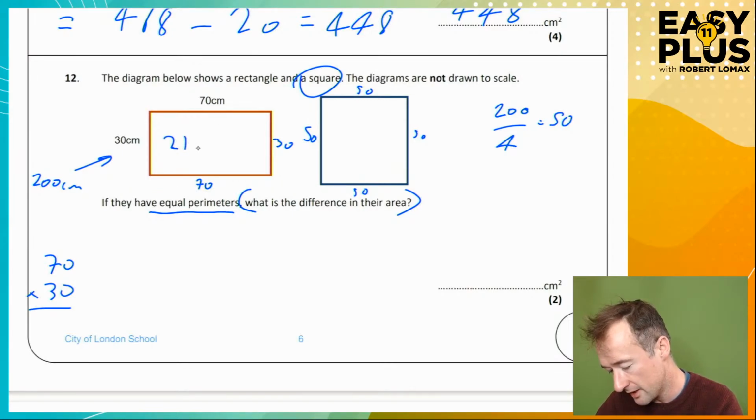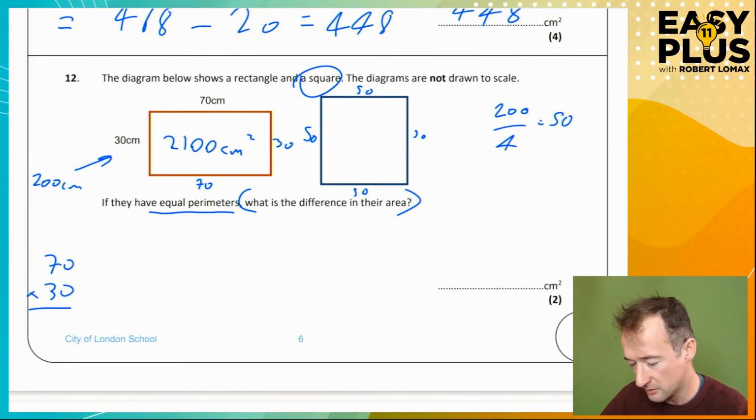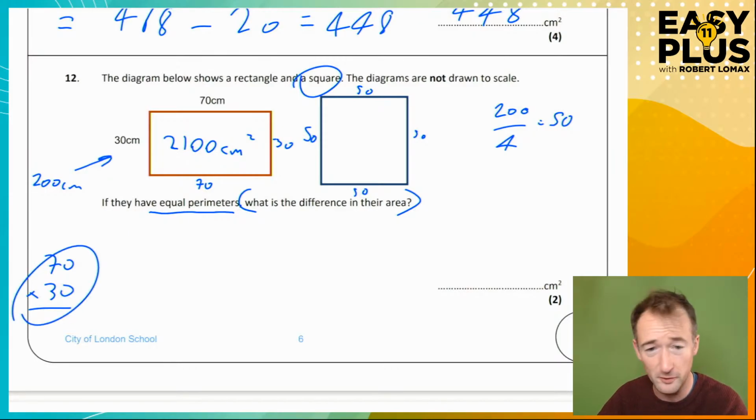21, and then the 0 from the 70 and the 0 from the 30, 2100 centimeters squared. If you're not sure about that, it's fine to do it like this, but the mental approach is fine because it is fairly straightforward, if I dare say so myself.